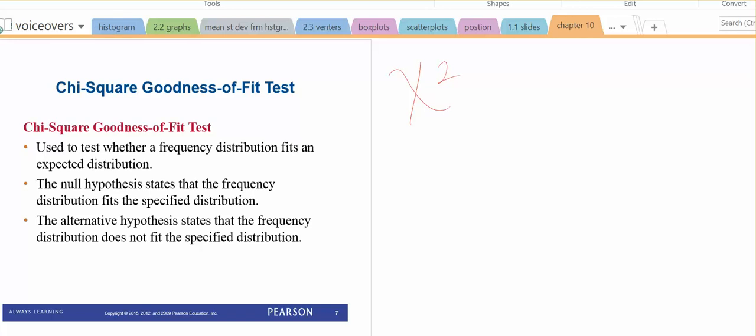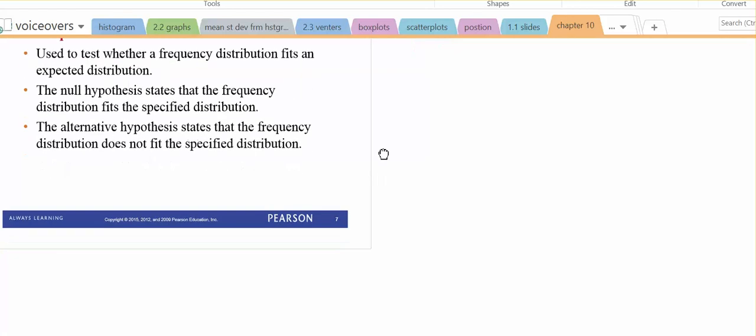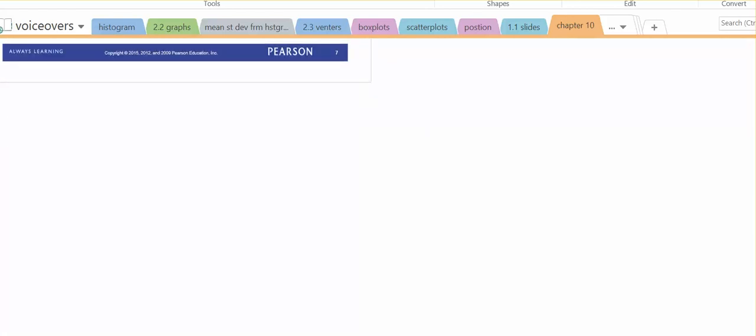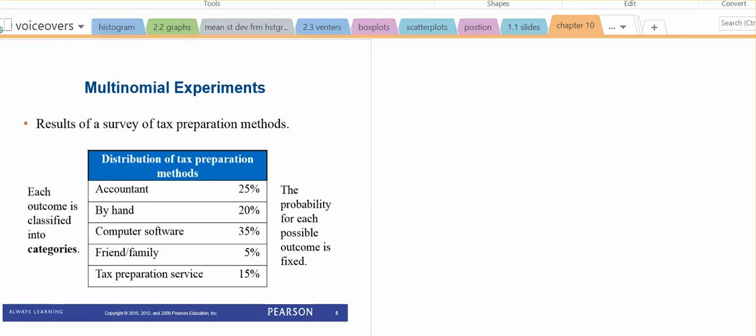It's used to test whether a frequency distribution fits an expected distribution. The null hypothesis states that the frequency distribution fits, and the alternative says it does not. And that's as simple as it gets. So we're just going to try one. We're going to build it by hand first, and then I'll show you how to do it with StatCrunch.